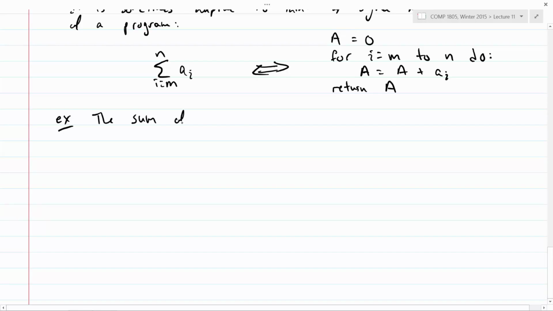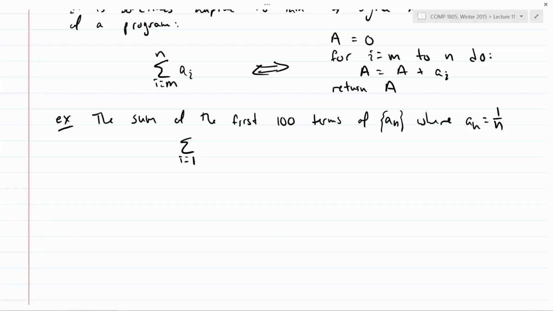What is the sum of the first 100 terms of a sub n, where a sub n is equal to 1 over n? Well, that's just the sum from i equals, we'll say this starts at 1, and this one kind of has to start at 1, because if you started from 0, the first thing isn't defined. So it's the sum from i equals 1 to 100 of a sub i. And that's really the same as the sum from i equals 1 to 100 of 1 over i.